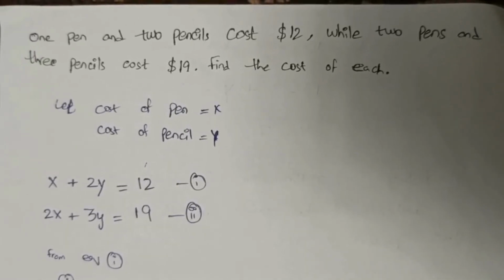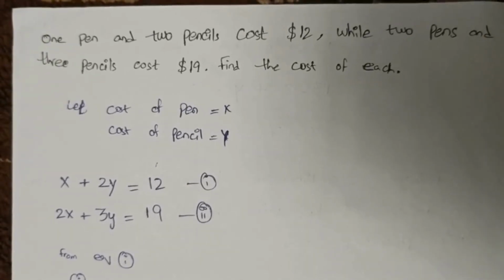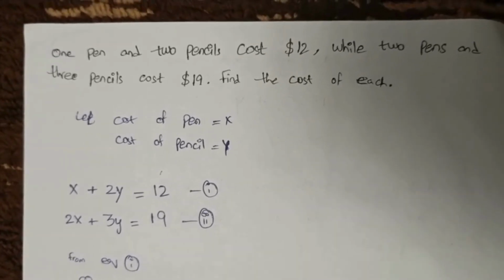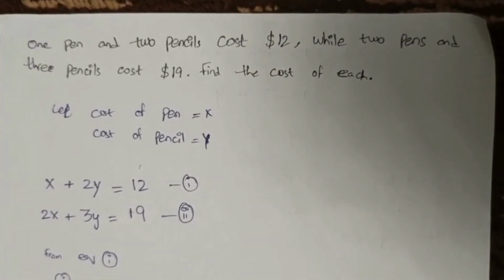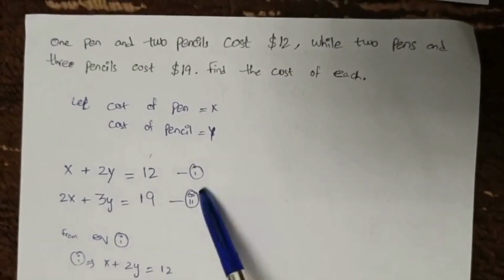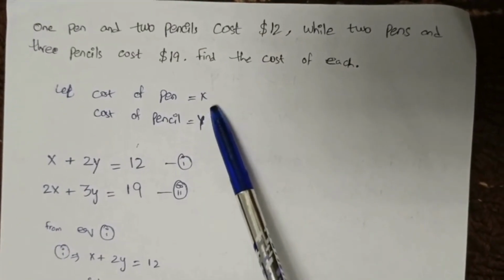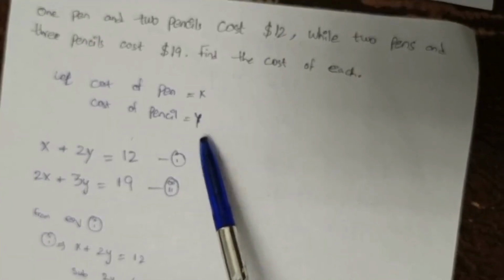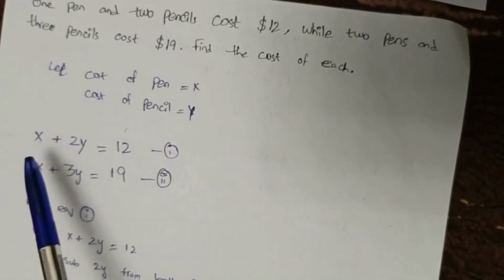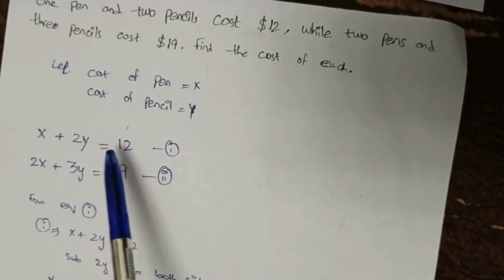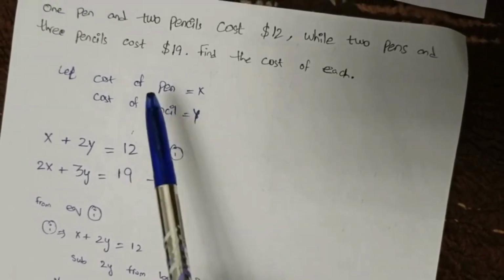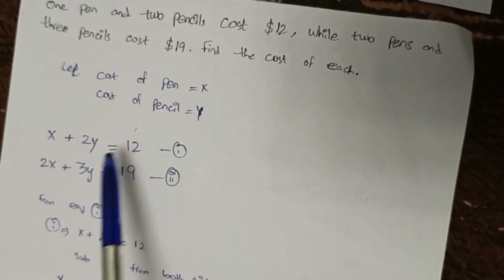My next question is that one pen and two pencils cost $12, while two pens and three pencils cost $19. Find the cost of each pen and pencil, right? So we take cost of pen as X and cost of pencil is equals to Y. It said one pen and two pencils, meaning X plus 2Y is equals to 12, because we had two pencils, right? So multiply by 2.